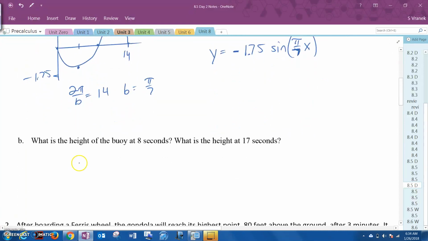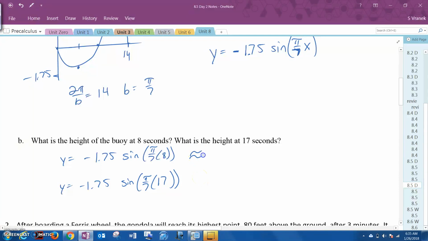Alright, so this one all you're doing is typing in numbers. So all you have to do on your home screen, which is like the main screen of your calculator, not into y equals, you just type in an 8 there, and you do the same thing for 17. Sorry, I screwed that up. That should be 17. And when you do that, make sure you're in radians, because we used radians when we converted the b value. So when you type those in, I'm not going to go through all the typing because you guys know how to type things in the calculator. You get about 0.76 feet, and you get about negative 1.71 feet.